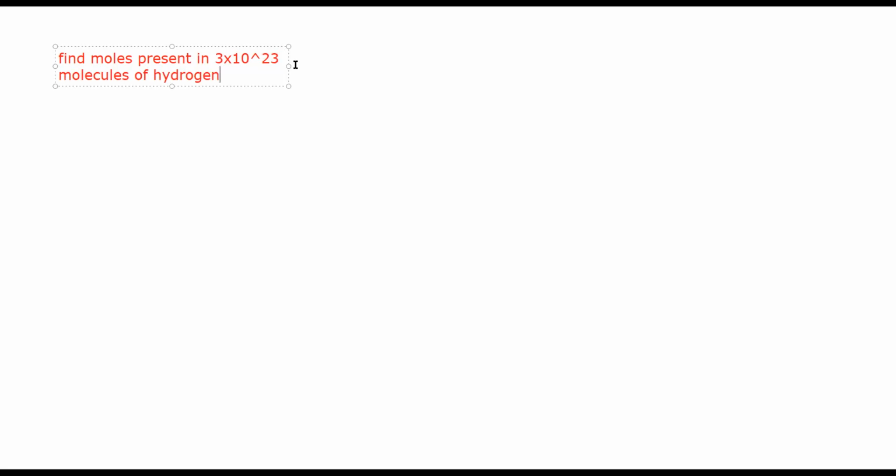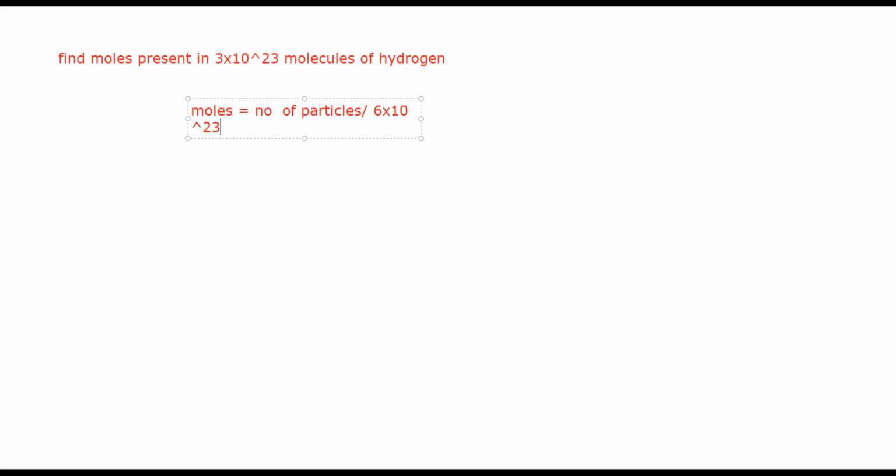So we have the particle and we need the mole. How to find moles from the number of the particle? The formula is moles equal number of the particle, and particle can be atom, molecule, ions, divided by Avogadro's number, which is 6 into 10's power 23.